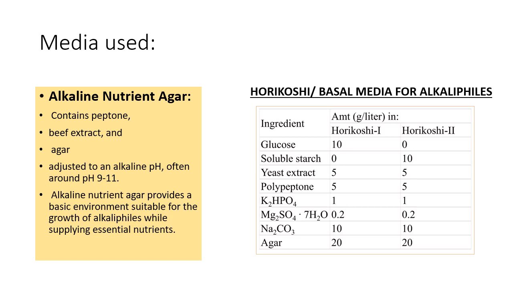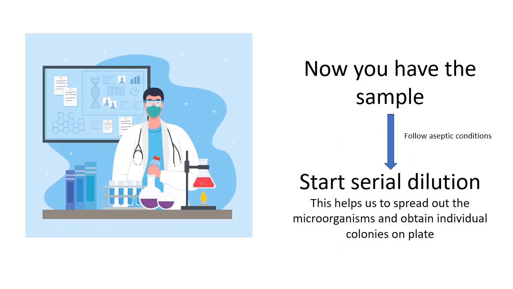For broth, just skip agar and your broth media is ready. And for plating, solid media, you need to add agar. So now you have the sample, you start serial diluting and you start plating. Now remember that you need to follow all the aseptic conditions while performing these practicals.